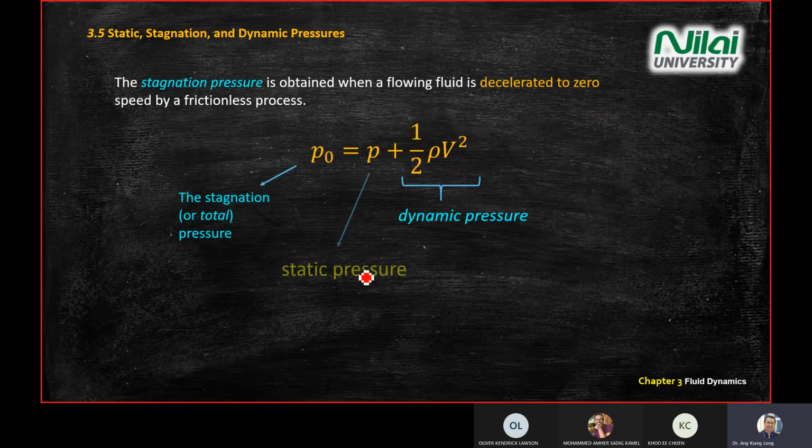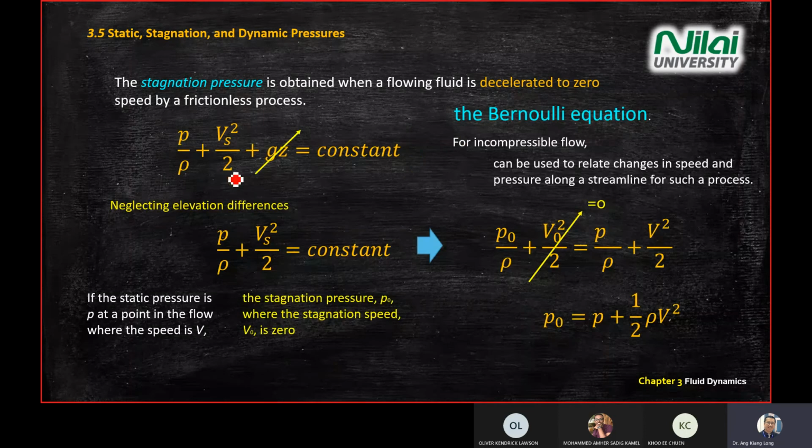This one is the stagnation pressure. P is the static pressure. So from this equation itself, you know which one is static pressure, which one is dynamic pressure, and which one is stagnation pressure. And then again, static pressure always appears in the Bernoulli equation. The P there is static pressure.